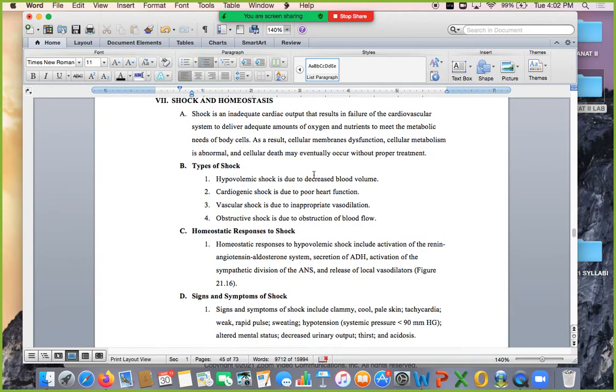All right, so we talked about shock. Shock is defined as inadequate perfusion to meet the body's needs, which causes disruption in cellular metabolism and cellular death. Different types of shock include hypovolemic shock, cardiogenic shock, vascular shock, and obstructive shock.